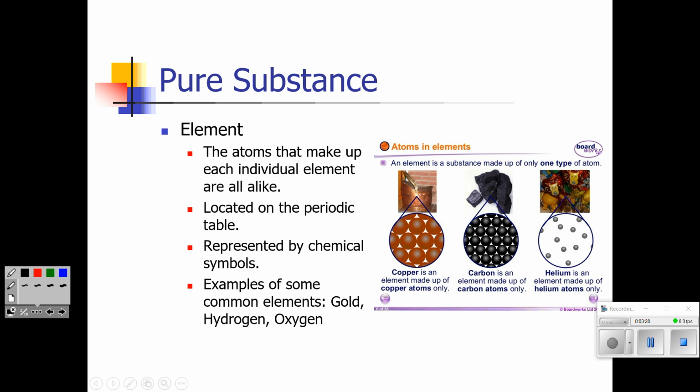When you're looking at copper and you were to take a microscopic view of copper, all you would find inside are copper atoms. Carbon, you're going to find inside of that carbon atoms. Helium, inside there you're going to find helium atoms. So elements, in the most basic form, are considered the purest substance.